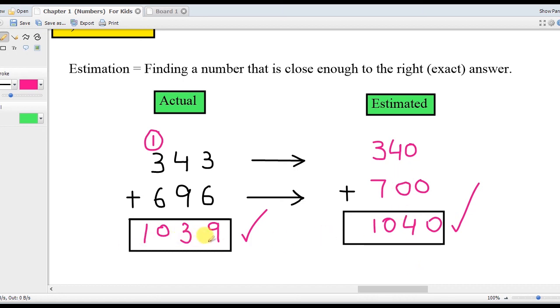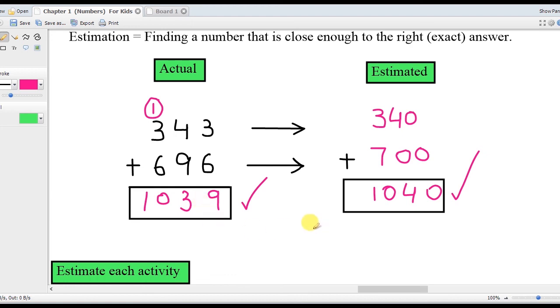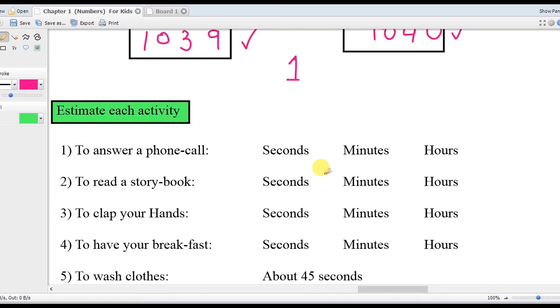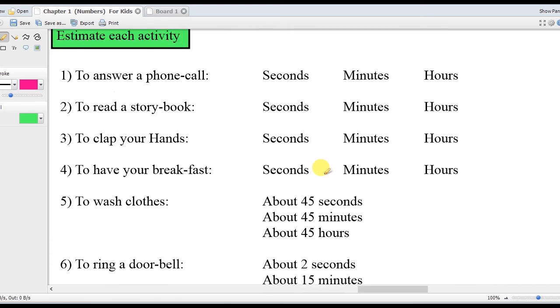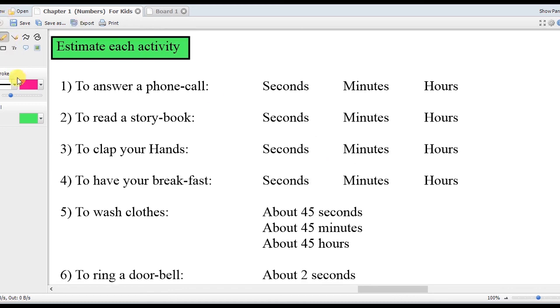Now see, there is only a difference of one number between the actual answer and the answer that we have just guessed or speculated, right? Okay, here we have an activity which is quite interesting. Let's just solve this activity.